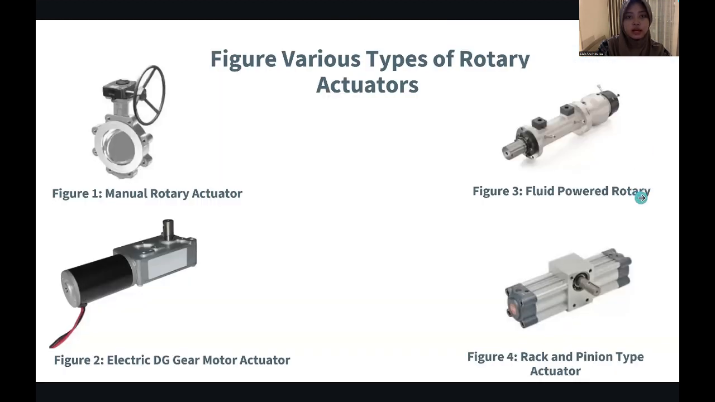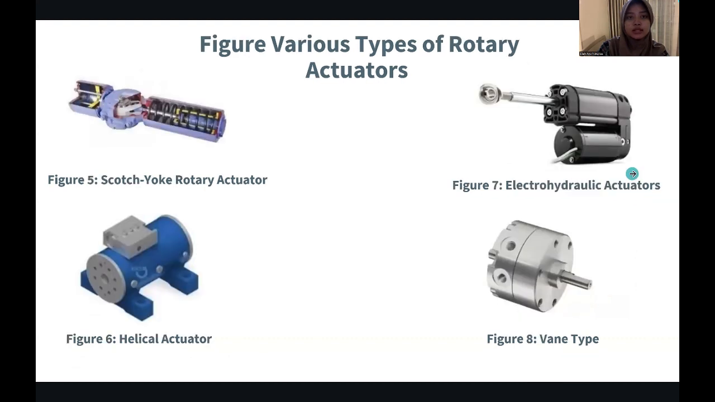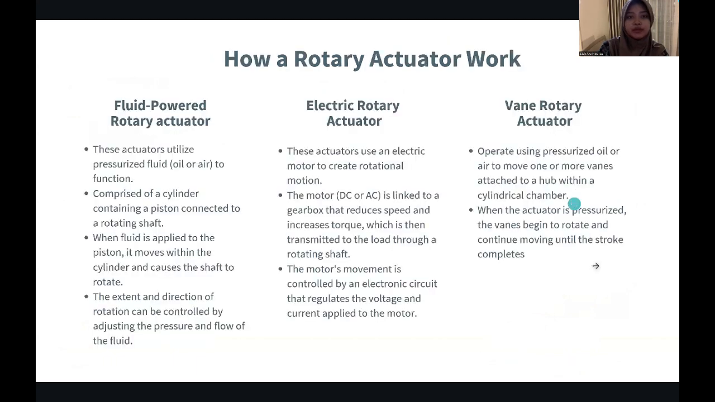Okay, this is a figure of various types of rotary actuators. Figure 1 is a manual rotary actuator, figure 2 is an electric DC gear motor actuator, figure 3 is a fluid power rotary actuator, and figure 4 is a rack and pinion type actuator. Okay, next, figure 5 is a Scotch yoke rotary actuator, figure 6 is a helical actuator, figure 7 is an electrohydraulic actuator, and figure 8 is a vane type.